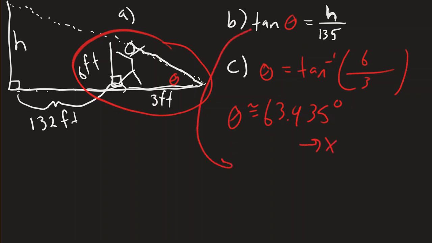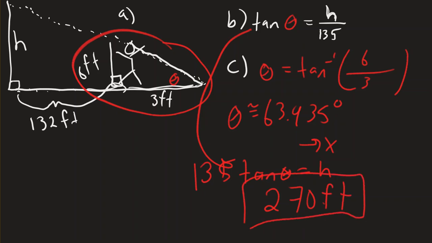Then you could bring this back down here and say, okay, wait a second. The tangent of theta, or the tangent of x, so I'm going to put in the calculator, is equal to the height divided by 135. So I will multiply both sides by 135. Put that in the calculator, and you end up with 270 feet. So that's kind of the trig way to work the question.